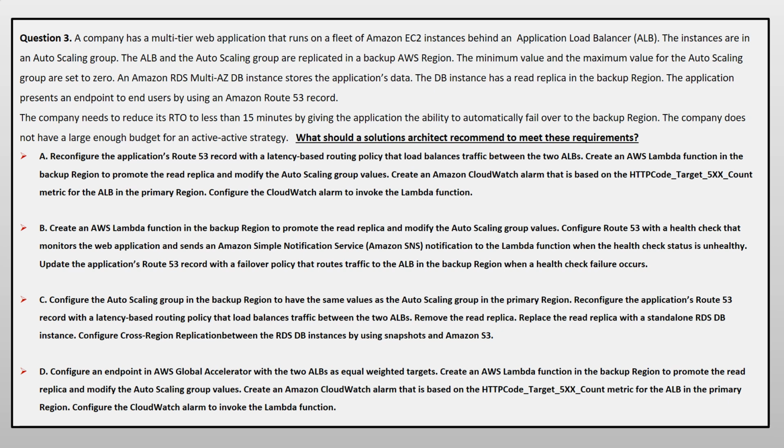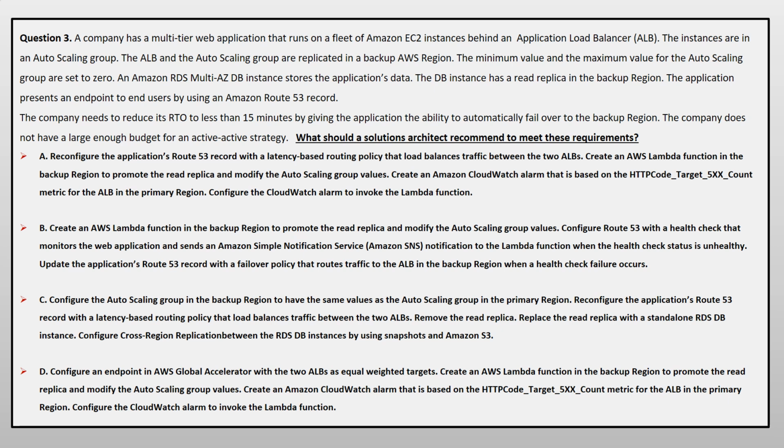B. Create an AWS Lambda function in the backup region to promote the read replica and modify the Auto Scaling group values. Configure Route 53 with a health check that monitors the web application and sends an Amazon Simple Notification Service, Amazon SNS, notification to the Lambda function when the health check status is unhealthy. Update the application's Route 53 record with a failover policy that routes traffic to the ALB in the backup region when a health check failure occurs.